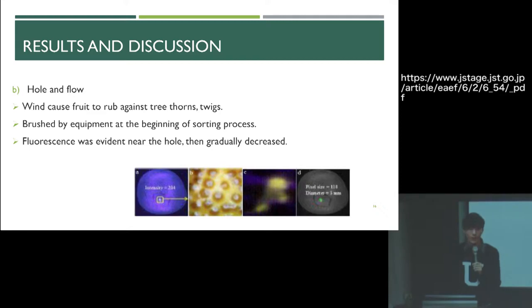And the next one is the hole and flow. This one is caused by wind making the fruit rub against other things, or by the brushing procedures at the beginning of the sorting process. With this kind of defect, the fluorescence is strong near the hole, and it gradually decreases as the peel oil spreads further from the hole. The fluorescence image will look like this one. Its size is also very tiny, about 3 mm in diameter.